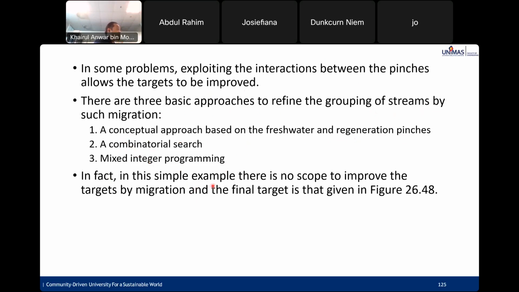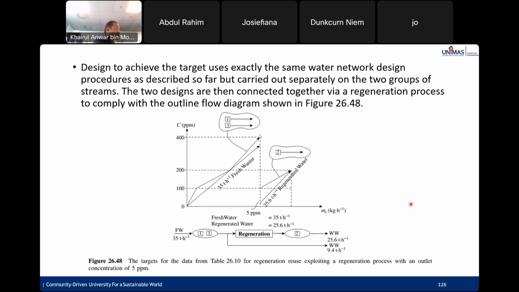In fact, in this simple example, there is no scope to improve the target by migration, and the final target is given in figure 26.48. Design to achieve the target uses exactly the same water network design as so far, but carried out separately on the 2 groups of streams. The 2 designs are then connected together via a regeneration process to comply with the outline flow diagram shown in figure 26.